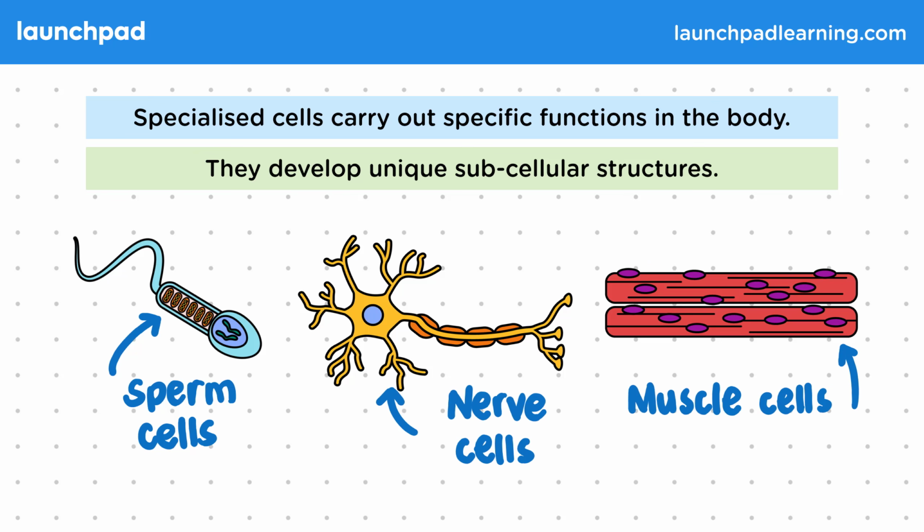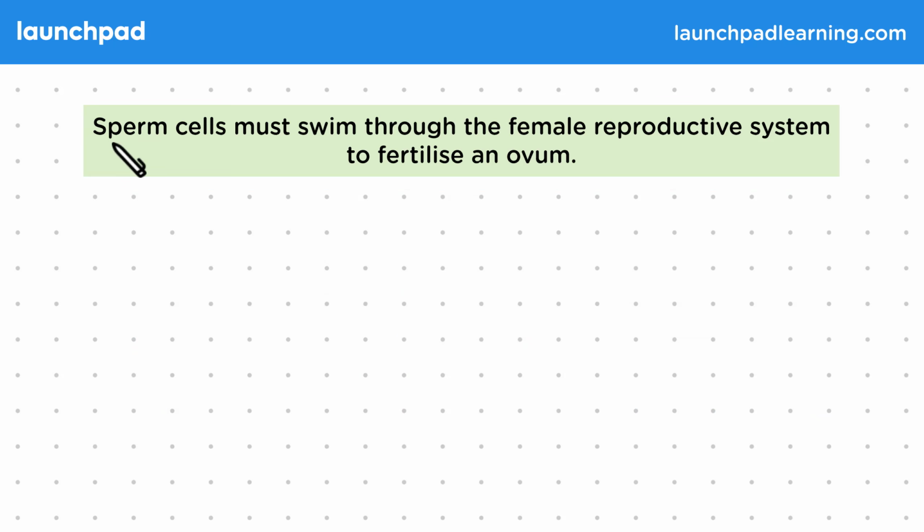These are just a few examples, but you will need to know how the structure of these 3 cell types relates to their function. Let's start by having a look at sperm cells then. How is a sperm cell specialised? Sperm cells must swim through the female reproductive system to fertilise an ovum. An ovum is an egg cell, and both the ovum and sperm are sex cells.